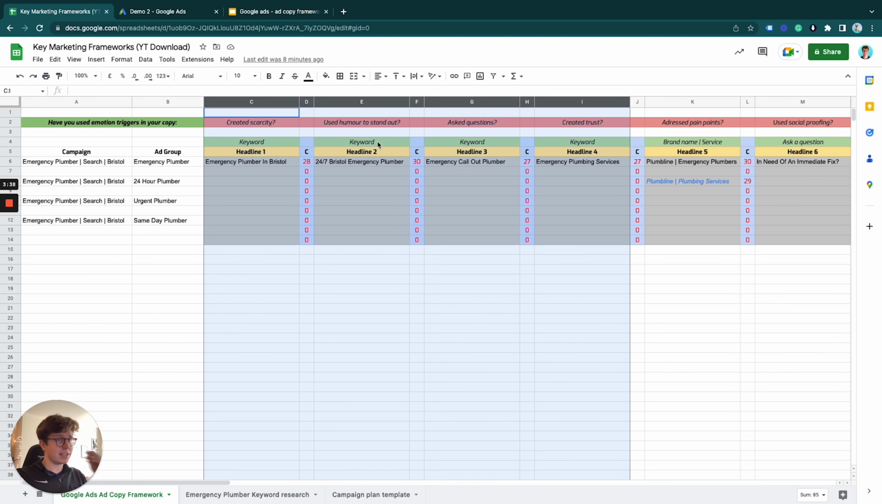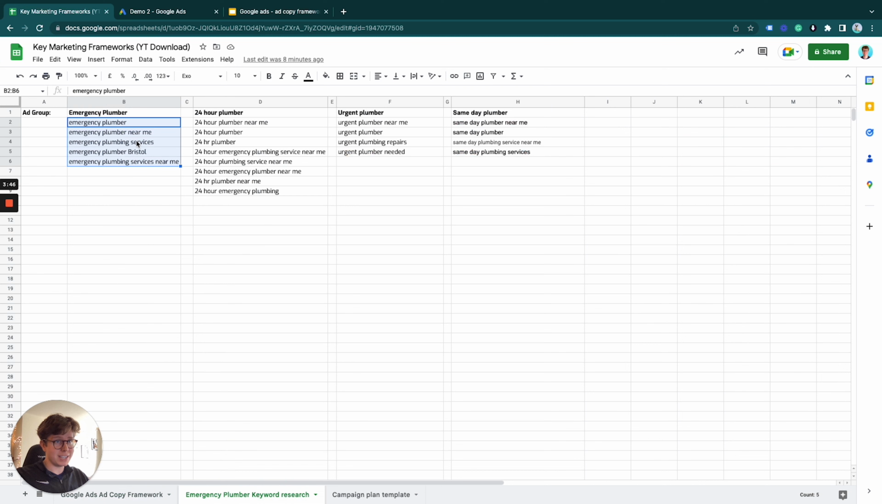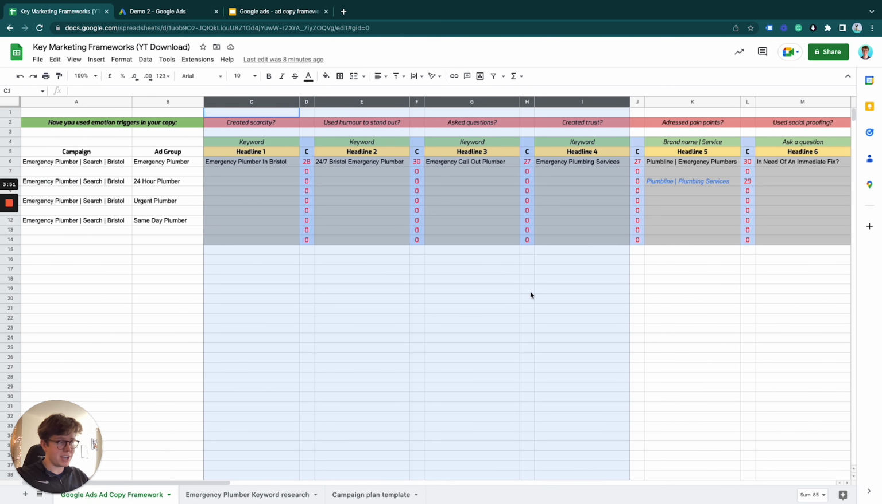Headline 1 to 4, we have our keywords. Emergency plumber in Bristol, 24/7 Bristol emergency plumber. These are all related to the search keywords, which I did the keyword research for here, as to what they're actually going to be searching for.